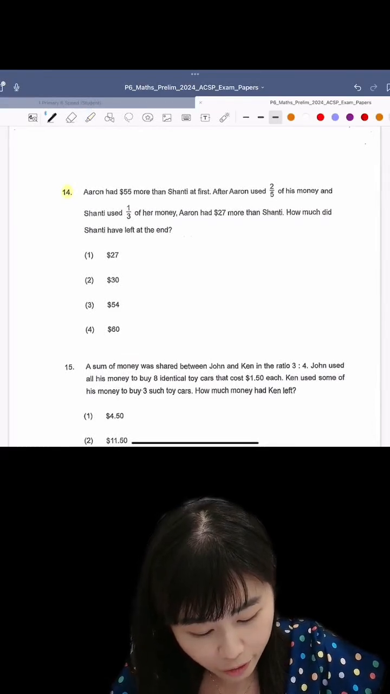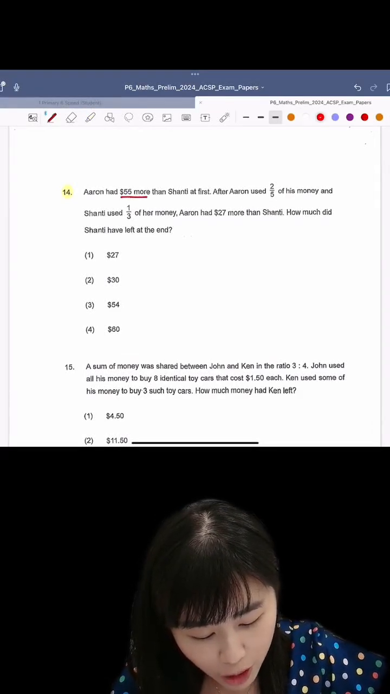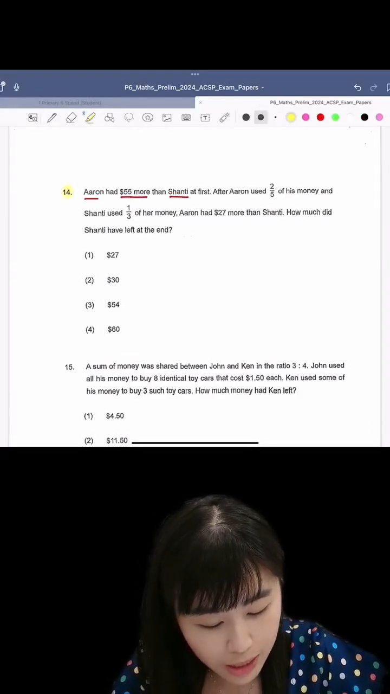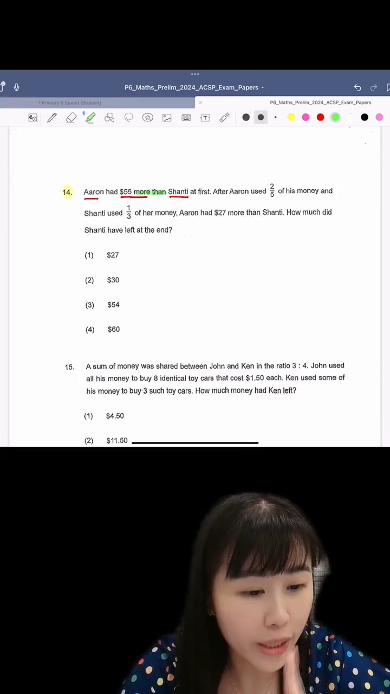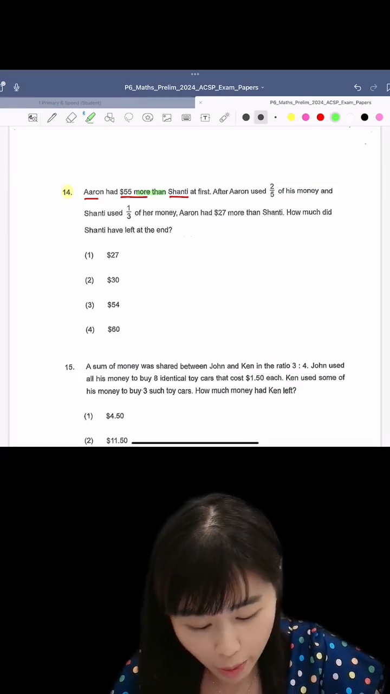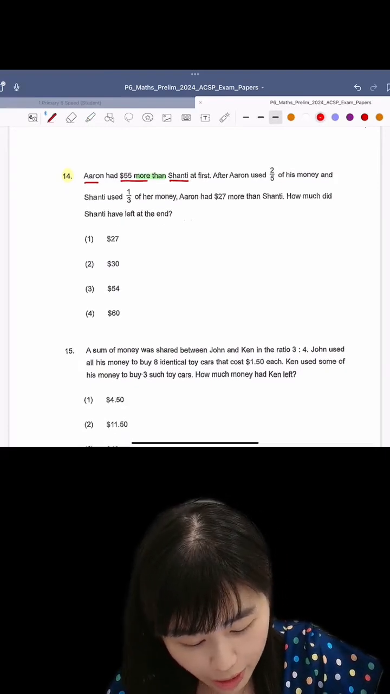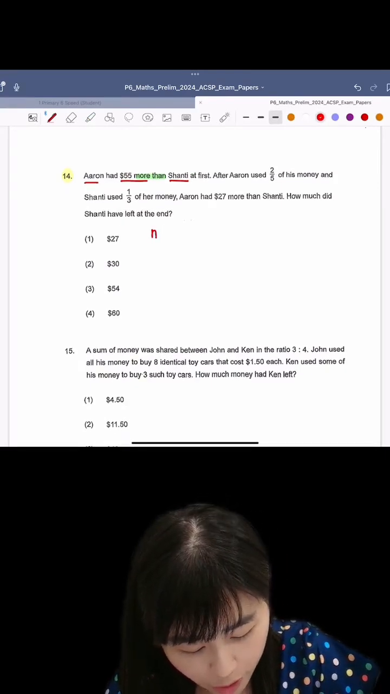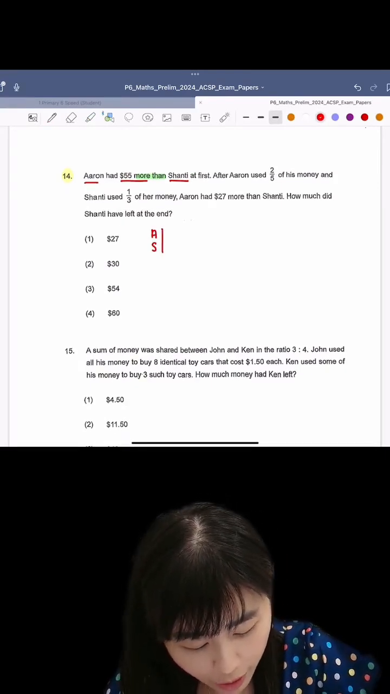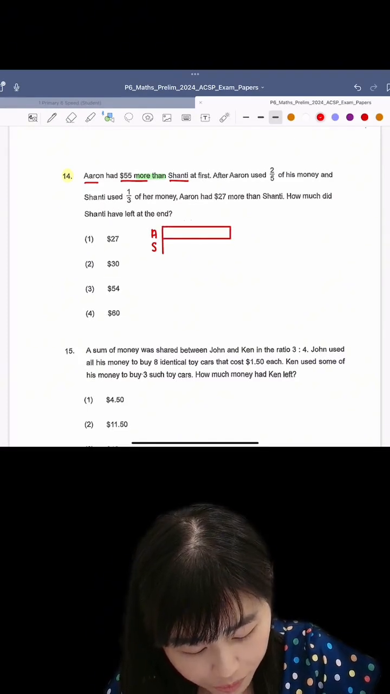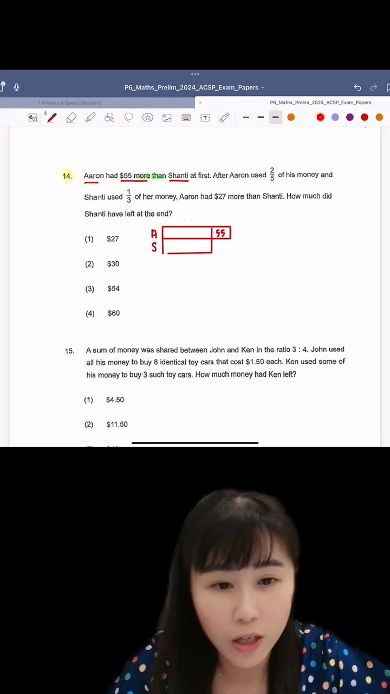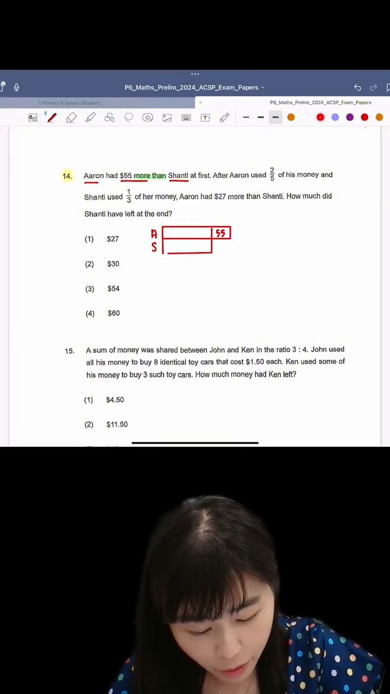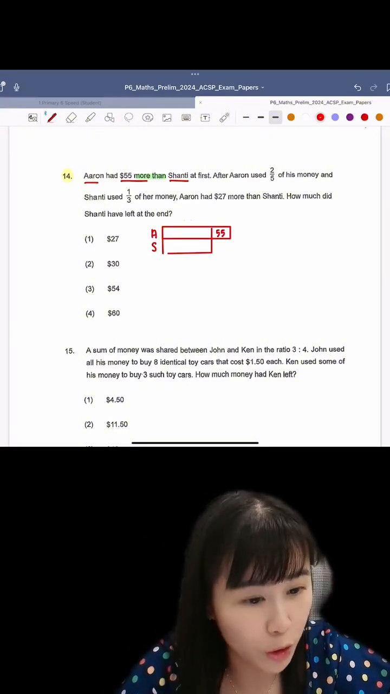Okay, we have Aaron had $55 more than Shanti at first. Whenever you see this keyword "more than", you will always draw a model. More than or less than, always draw a model. Remember that. So what I will do is draw Aaron compared to Shanti. $55 more, so I will draw $55 more here. Remember, more than, less than, draw a model.